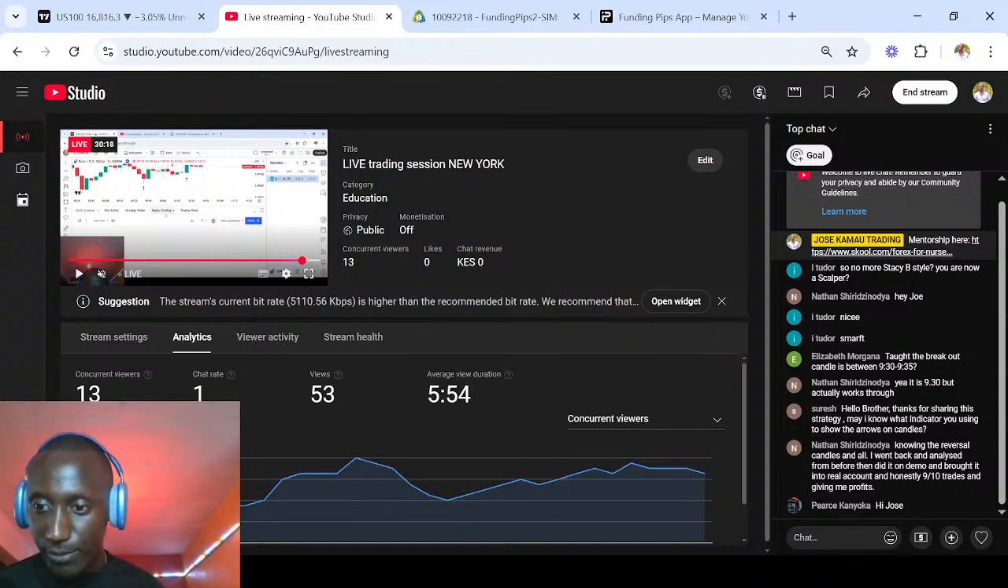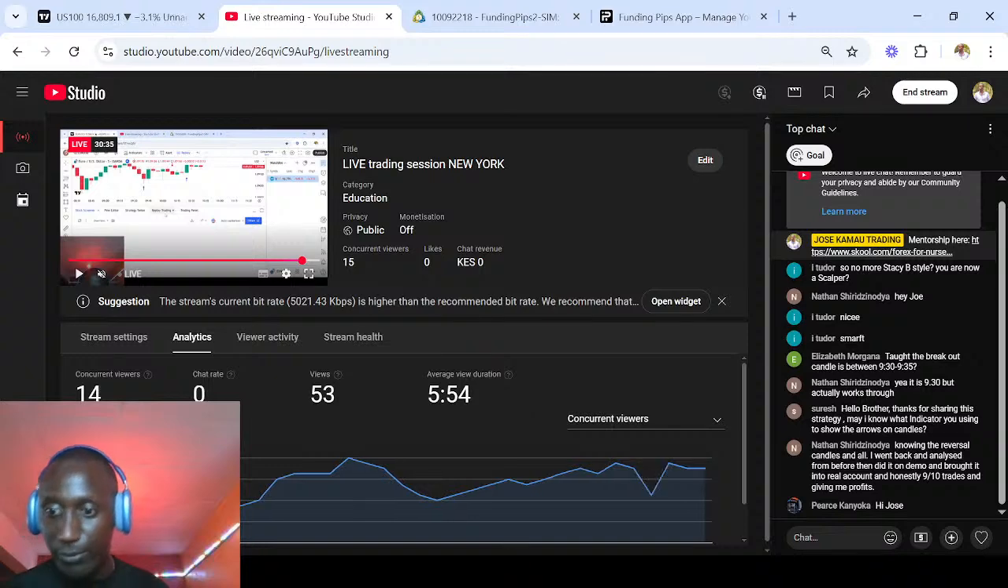We have Suresh. Hello, brother. Thank you for sharing this strategy. May I know what indicator you're using to show the arrows on the candles? I'm not using indicators. That is showing you where you buy or sell. Knowing the reversal candles and all, I went back and analyzed from before, did it on demo, brought it to real, and honestly, 9 out of 10 trades are giving me profits.